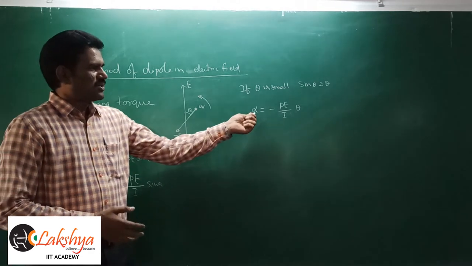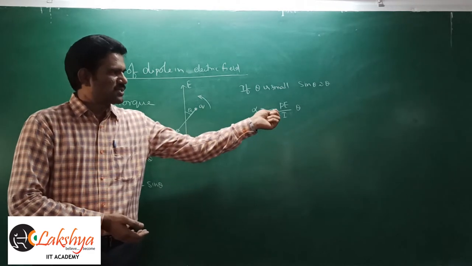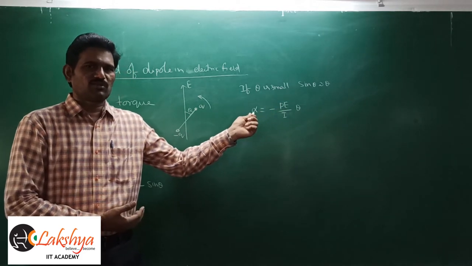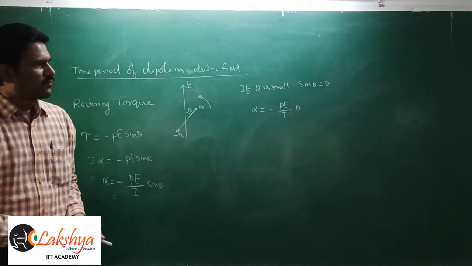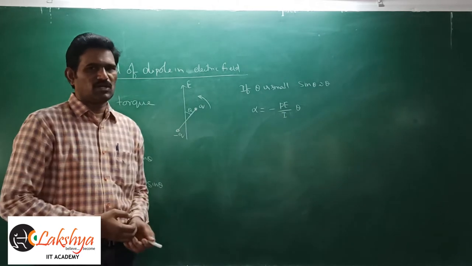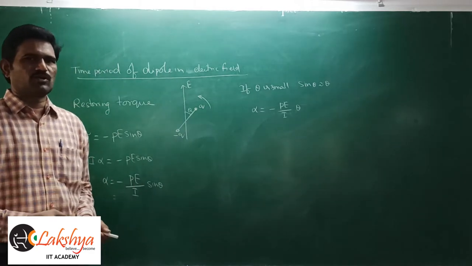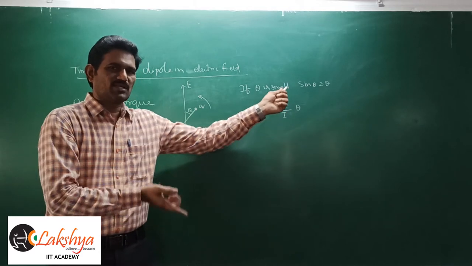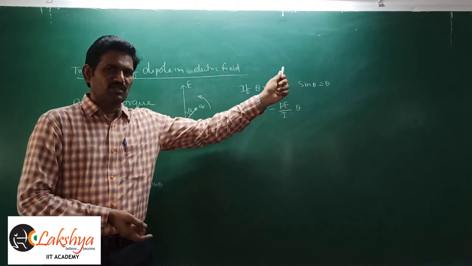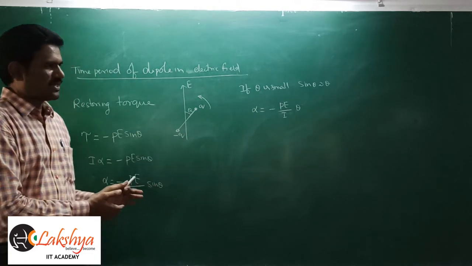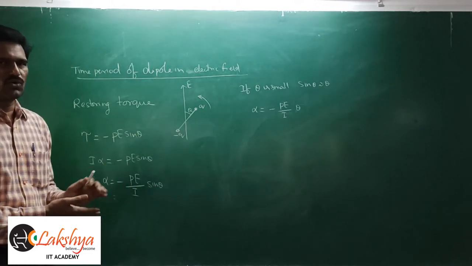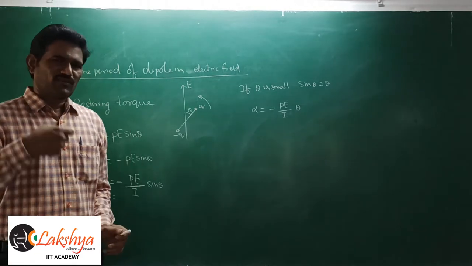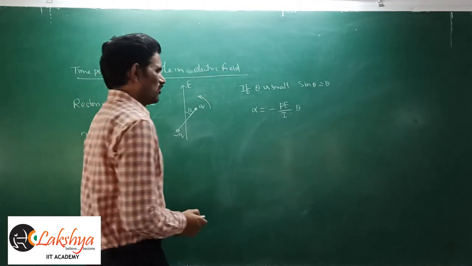So now here alpha is angular acceleration. Alpha is equal to minus PE by I into theta. That means alpha is proportional to minus theta, we can write here. From this we can conclude the motion will be simple harmonic motion, and it will be simple harmonic motion only when theta is small. If theta is not small, you can't replace sin theta with theta. If sin theta is still continuing in that expression, then you can't call it simple harmonic motion. It will be just a periodic motion. Is it clear? So when theta is small, it executes a simple harmonic motion.